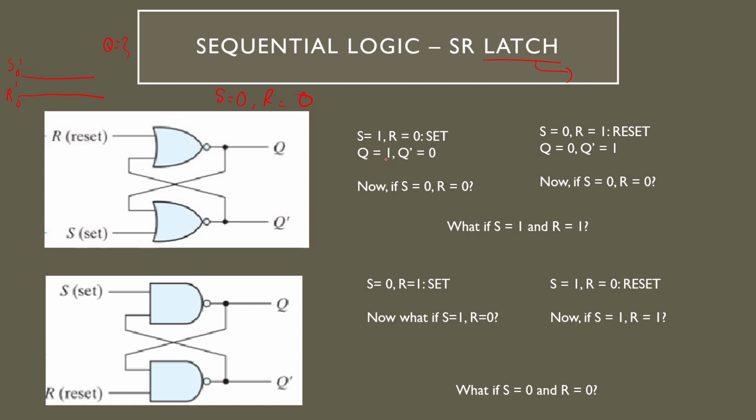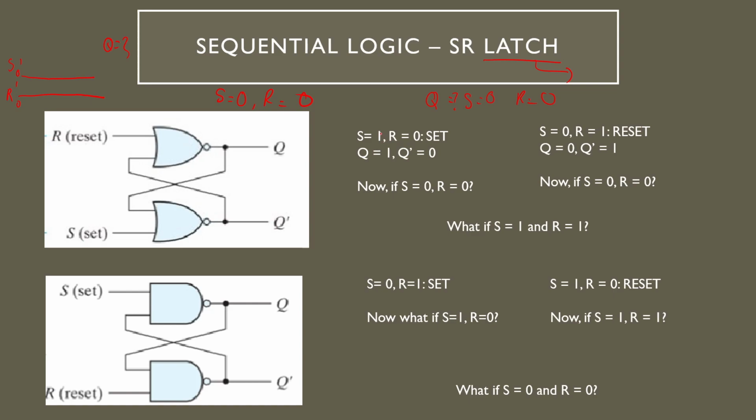What do I mean by that? I mean that to know the state of Q while S equals 0 and R equals 0, we need to know what S was first and what R was first. That is, what was the past state of Q.